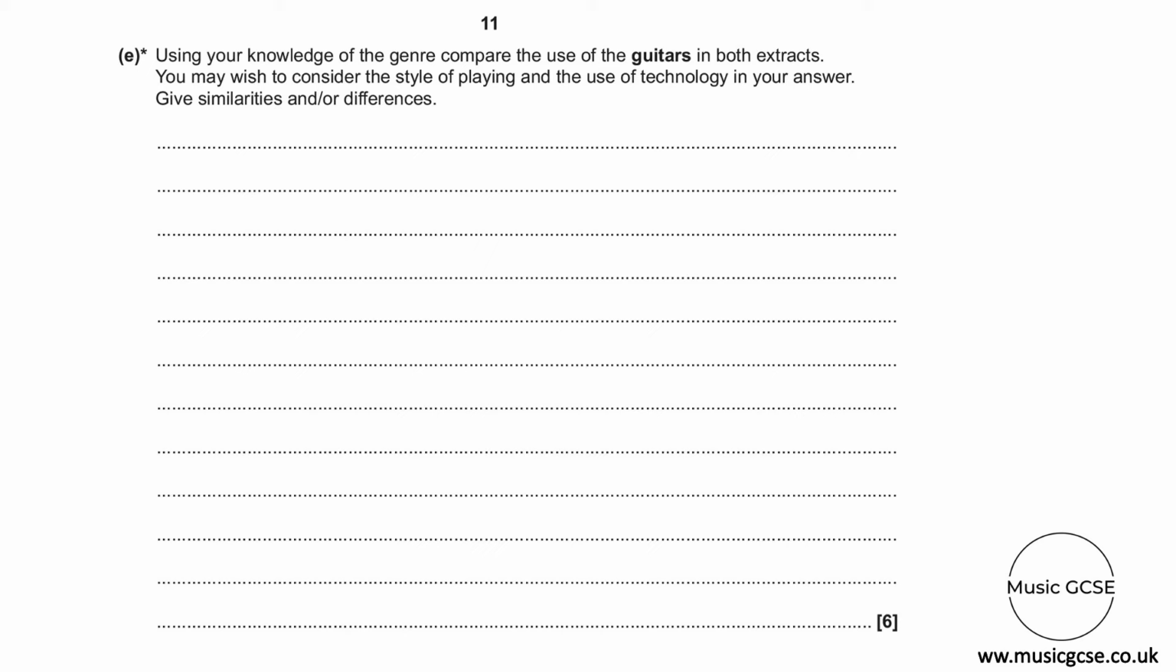So let's take another listen to the extracts, extract A followed by extract B, and I want you to make a list. List all the things you can hear that are similar, list all the things you can hear that are different. Go ahead and do that now.